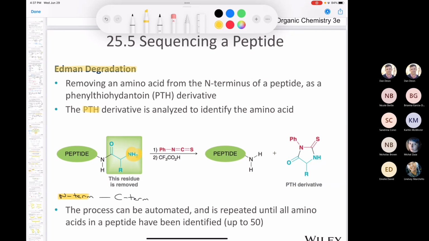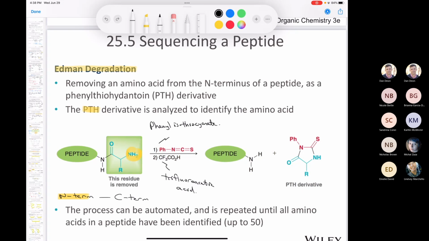This is called phenyl isothiocyanate. Wrap your head around that one. So phenyl isothiocyanate, and after it reacts with the phenyl isothiocyanate, it's treated with trifluoroacetic acid. So this is, maybe I should write these names down. This is trifluoroacetic acid, and this is phenyl isothiocyanate. Okay, so you end up ripping off everything that's in the green square here.